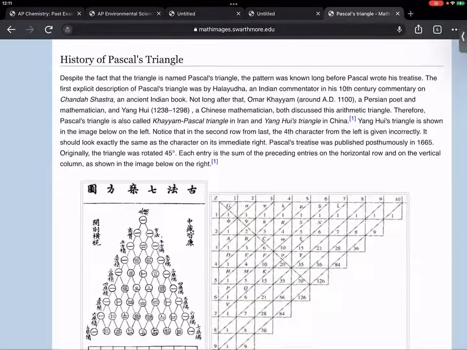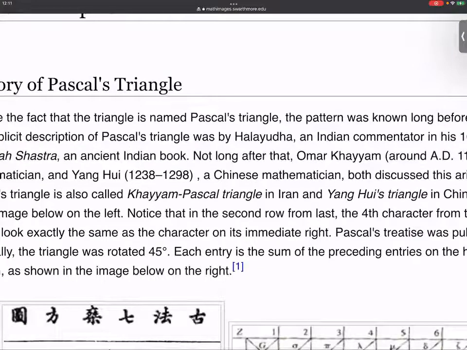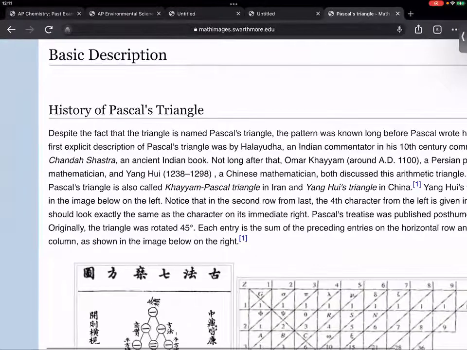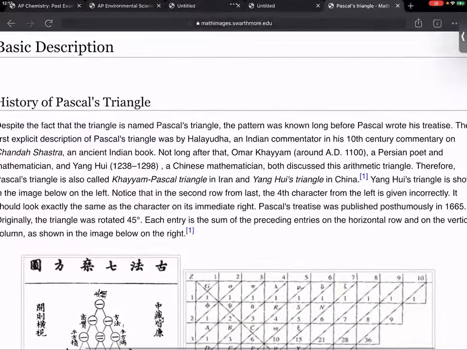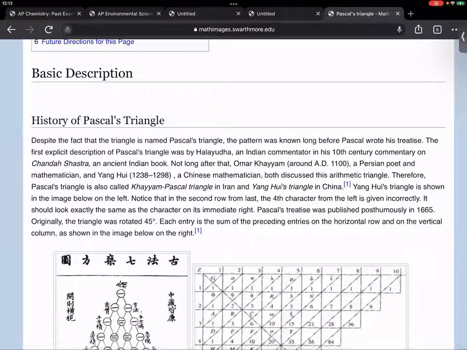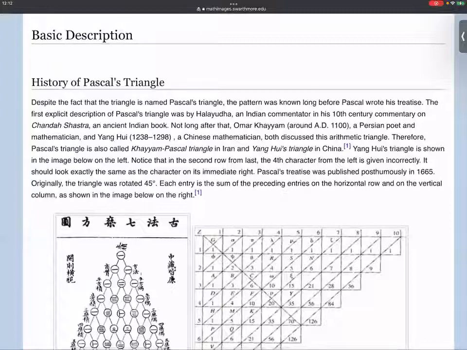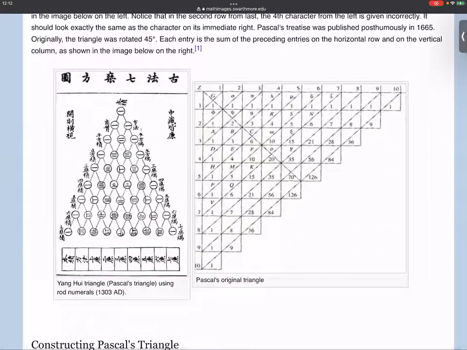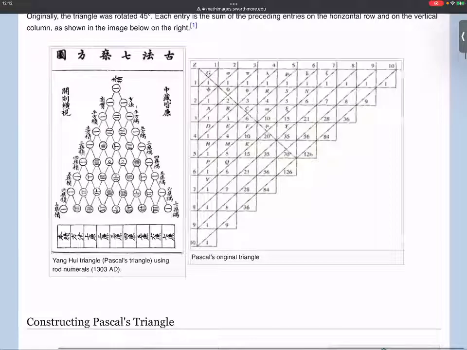Despite the fact that the triangle is named Pascal's triangle, the pattern was known long before Pascal wrote his treatise. The first explicit description of Pascal's triangle was by Halayuntaha, an Indian commentator, and also from not long after in Persian, and then a Chinese mathematician. So people way back then, they knew something like this. Again, that's not the coolest thing yet.